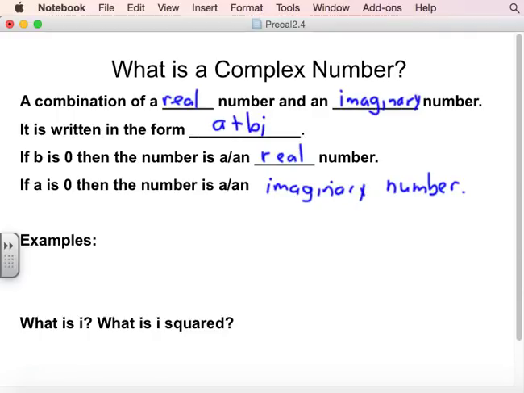So here's some examples. You could have 3. That's just the real number, right? That would be 3 plus 0i. That's when b is 0. So that's 3. You could have 0 plus 2i. That's just an imaginary number. It's also complex, right? Any number is a complex number. Real, imaginary, rational, irrational, they're all complex, okay?